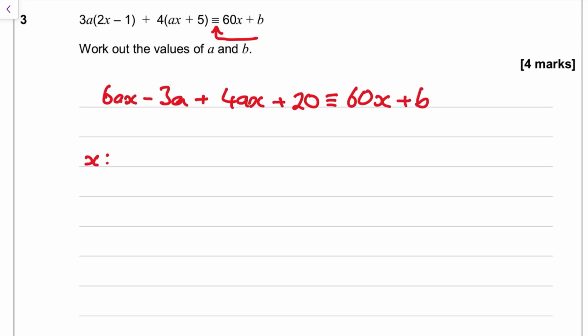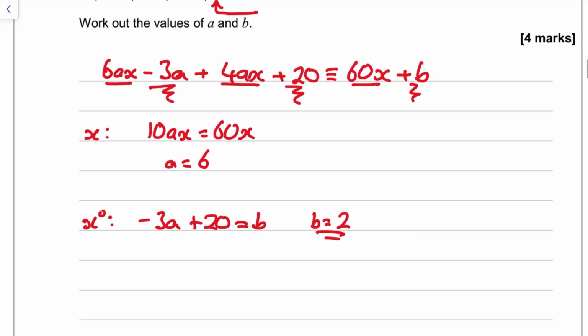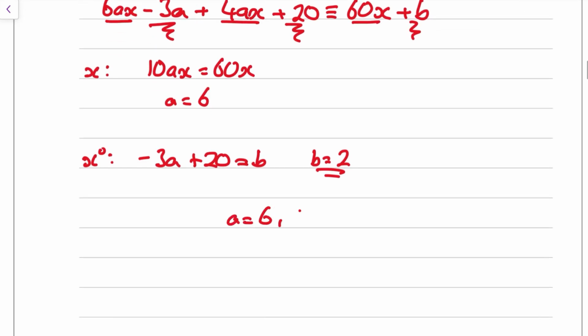Now if I compare the coefficients of the x, I've got 6ax plus 4ax, which is 10ax, and that is equal to 60x, which means it must be the case that a is equal to 6. If I compare the constants, minus 3a plus 20 is equal to b. A is equal to 6, so minus 18 plus 20, which means that b is equal to 2. Let's just write these answers down here. So I've got a is equal to 6 and b is equal to 2. Final answer, happy with that one there. Next question.